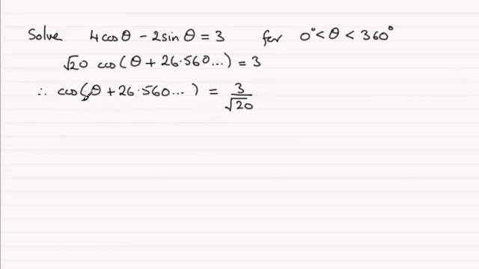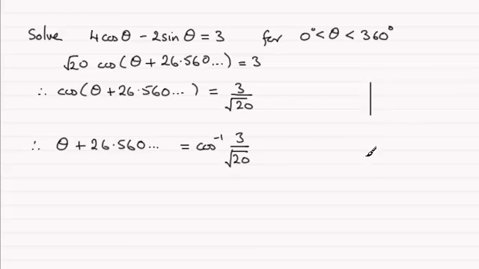Next I need to take the inverse cosine of both sides, so therefore we end up with theta plus 26.560 and so on is equal to the inverse cosine of 3 divided by the square root of 20.